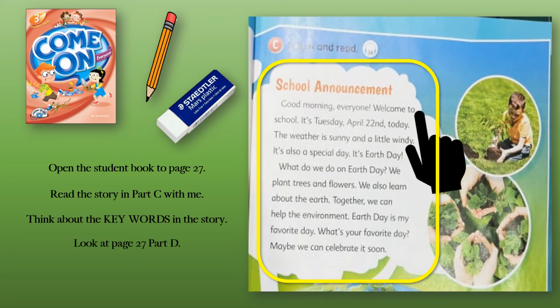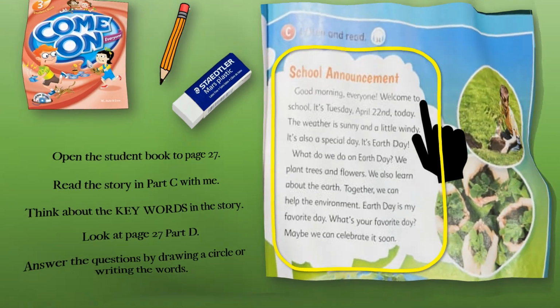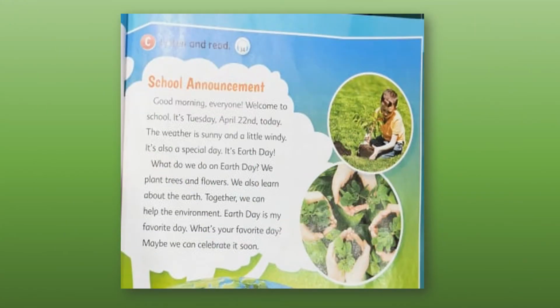Look at page 27, part D. This is where you will look at the questions. Answer the questions by drawing a circle or writing the words. Okay, here is the story. Remember, you can open your student book. I want you to open your student book and put your finger on good morning, and then we will read together. I will speak the words and you can follow along with your finger.